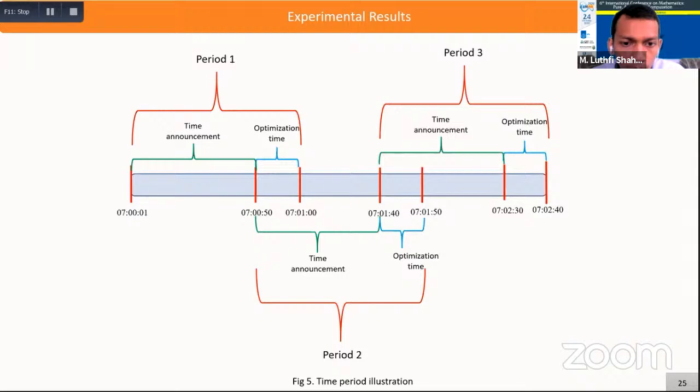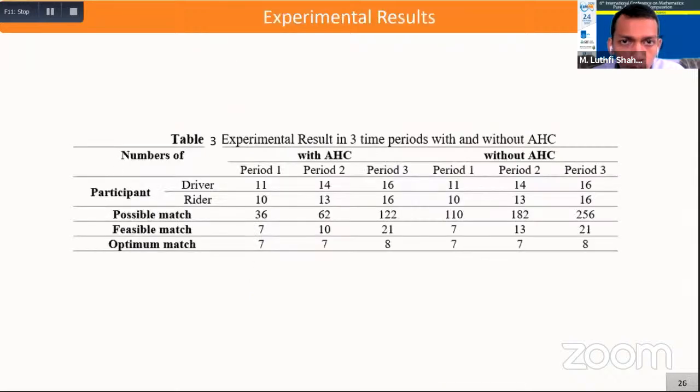This is the result summarized. As the result, we get the same total number of optimum matches and the same driver-rider matches with and without using the AHC method. Note that with the AHC method, the number of possible matches for each period is less than without using AHC. It means AHC is better to use because of its ability to reduce the number of driver-rider combinations which will be optimized, since AHC only combines the participants whose origin and destination are close to each other.